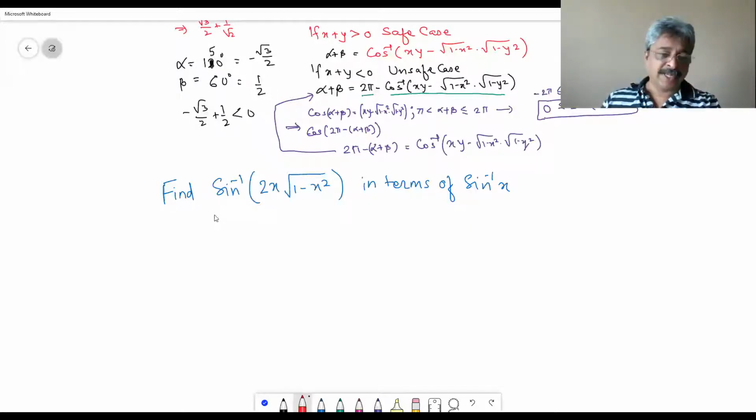Sine inverse x is equal to theta. Therefore, x is equal to sin theta. Minus 1 less than equal to x less than equal to 1.